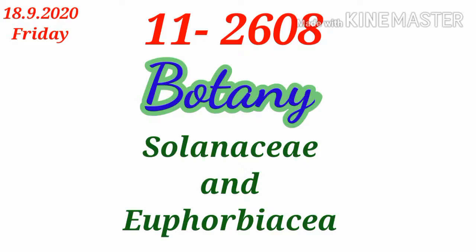Their general characters, their systematic position, their habitat, their nature of root, stem, leaf, inflorescence, and the arrangement of the calyx, corolla, androecium, gynoecium, and finally we will move on to the floral diagram and floral formula, how to draw the floral diagram and how to write the floral formula. In Solanaceae we have taken the plant Datura metel, which is very commonly available.